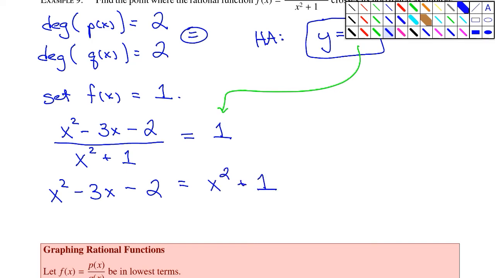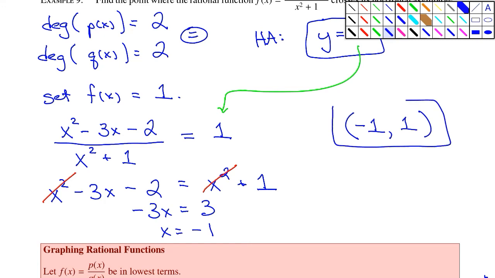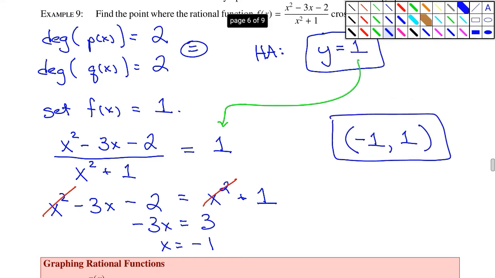And we get x squared minus 3x minus 2 is equal to x squared plus 1. The x squareds cancel. That leaves me with negative 3x is equal to 3, and x equals negative 1. So the point where it crosses its horizontal asymptote is -1, 1. The x came from the solution, and the y is equal to 1 because that's what the horizontal asymptote number is.